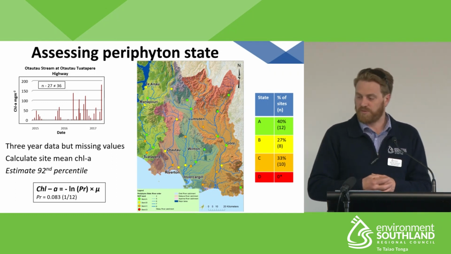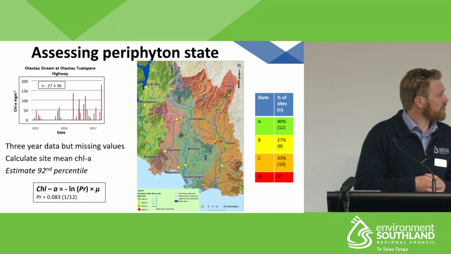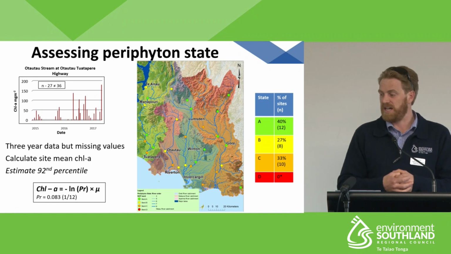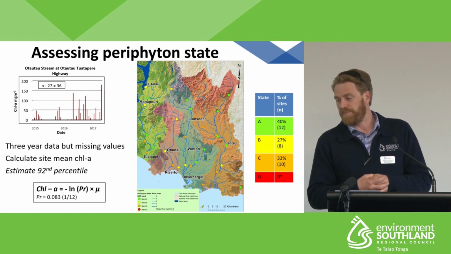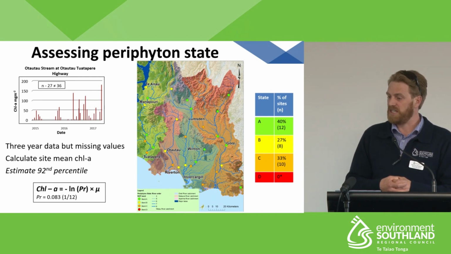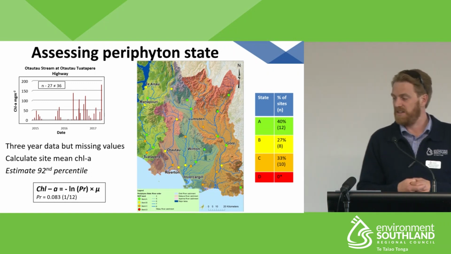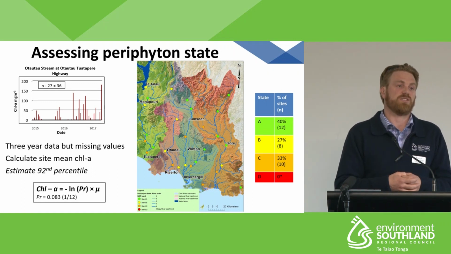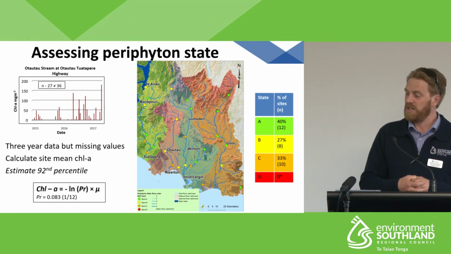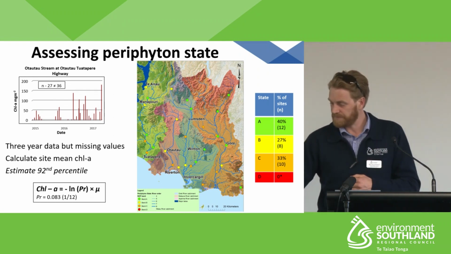The results from that are presented in the map on the right hand side of the slide, showing that of those 30 sites, 40% are in the A band, 27% in the B, 33% in the C, and none in the D. And that's a contrast to previous assessments from the annual frequency data that had shown a number of sites in the D band.